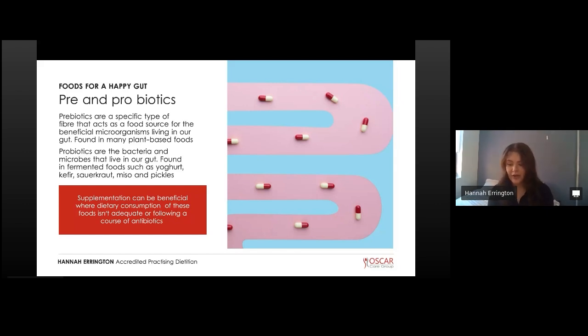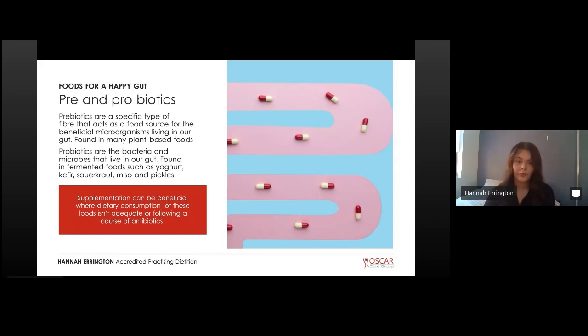Supplementation can be beneficial where dietary consumption of these foods hasn't been adequate, or particularly following a course of antibiotics, because sometimes in the process of the antibiotics killing off the bad bacteria that's making us unwell, it can also kill off some of the good bacteria and microbes in our gut. So if you are going to be on antibiotics, it's definitely worth chatting to your doctor about whether being on a probiotic at the same time or following a course of antibiotics can be beneficial for you.